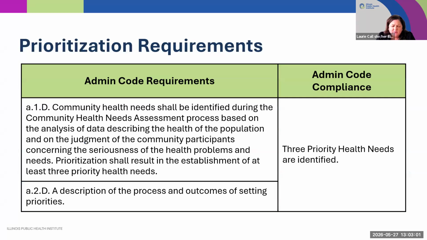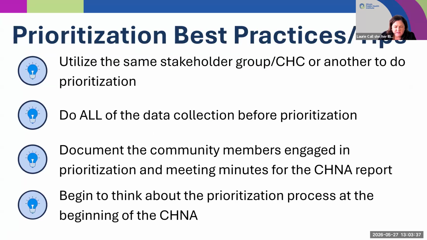So IPLAN requires local health departments to identify 3 priority health needs from the analysis of the health status data and the qualitative data collected from the community on the health problems that are most concerning to the community. Local health departments are also required to provide a description and outcomes of the prioritization process. So you do need to describe the prioritization process you used and who was involved in that and the results of that prioritization process. Here's a few tips to think about as you're beginning to prioritize.